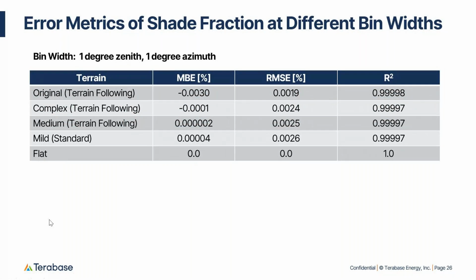We're going to do a really quick overview. But when you bin your zenith and your azimuth by 1 degree, you basically get statistically indistinguishable results from just running every single time step with no binning. And every single time step meaning every single possible sun angle in your weather file. And that's across all of the terrain complexities that we modeled. The next slide.